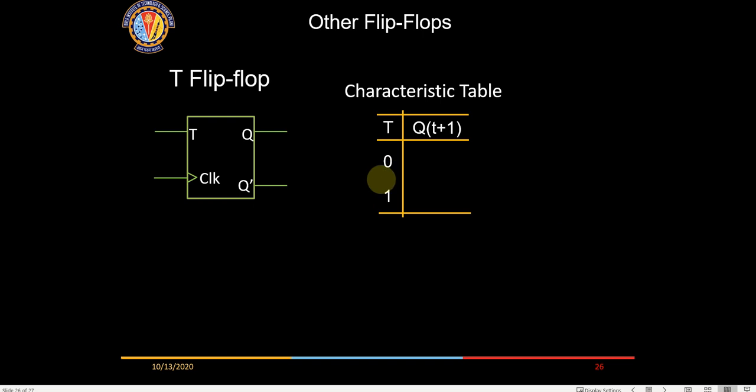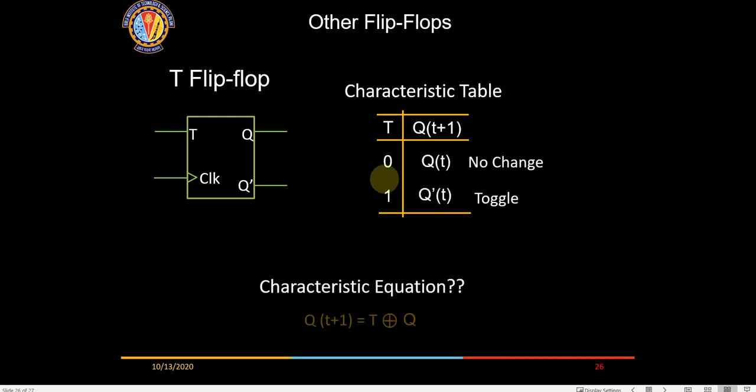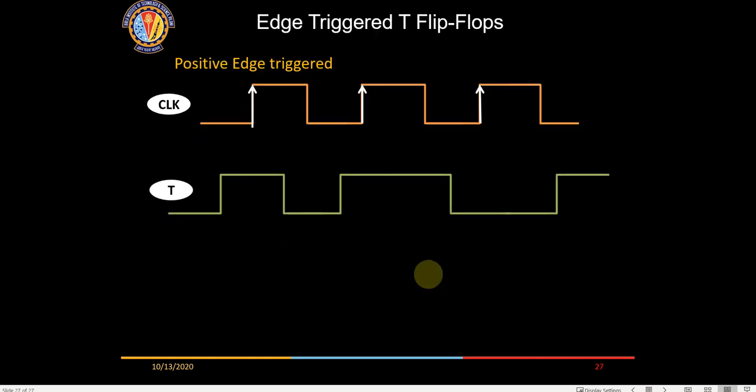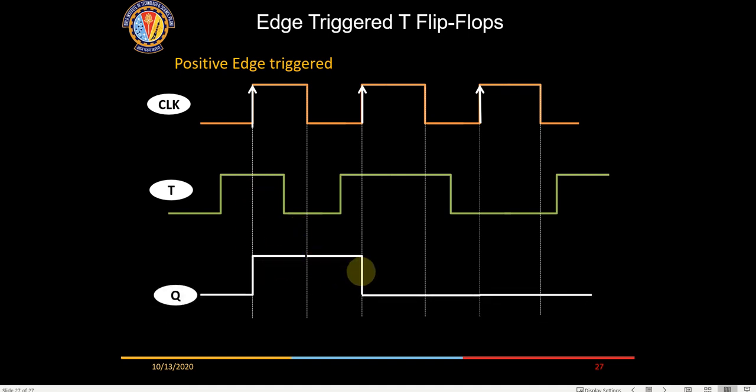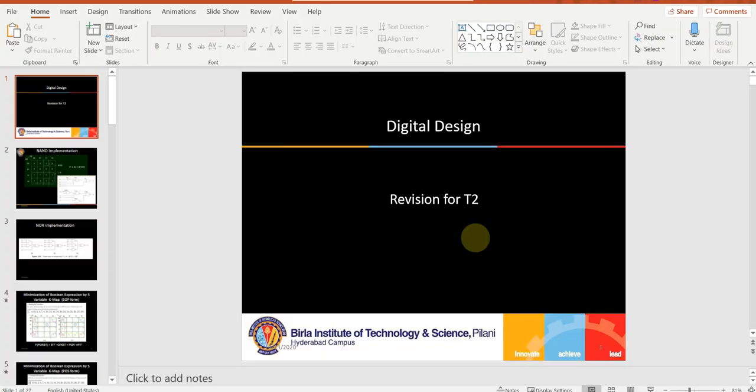For the T flip-flop, we know if T is 1 it will toggle. If the output is 0 it will toggle to 1, and if it is 1 it is going to toggle to 0. Here at the positive edge, T is 1, so the output has toggled. Again here, T is 1, it toggles. In the next clock T is 0, so it continues to remain 0, it will not toggle. So these kinds of graphs are also important. I think I have covered a few important topics. If you have any doubts in any specific topics, you can ask me now.